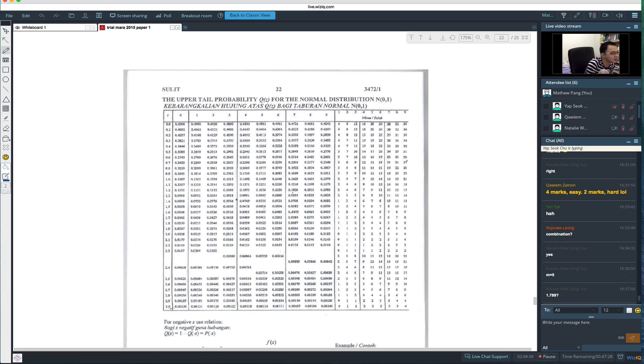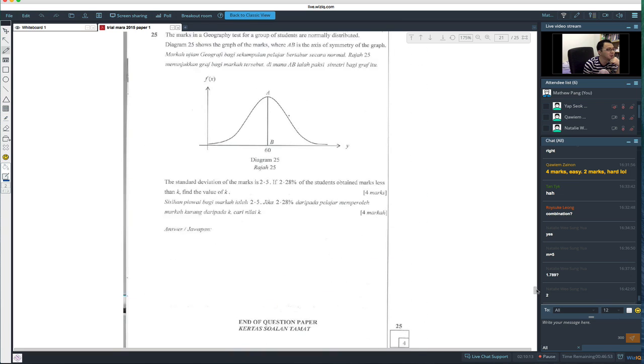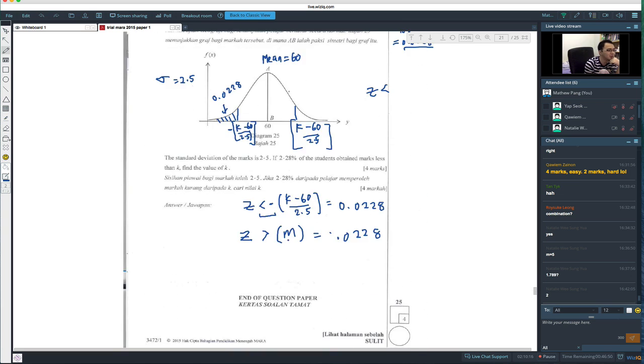Where is 0.0228? It should be somewhere here. 0.0232. Okay, I see it. It's over here. Do you see that? It's 2.0. It's 2. Yep, is equal to 2. So, therefore, I know this is 0.0228. So I know M is equal to 2.